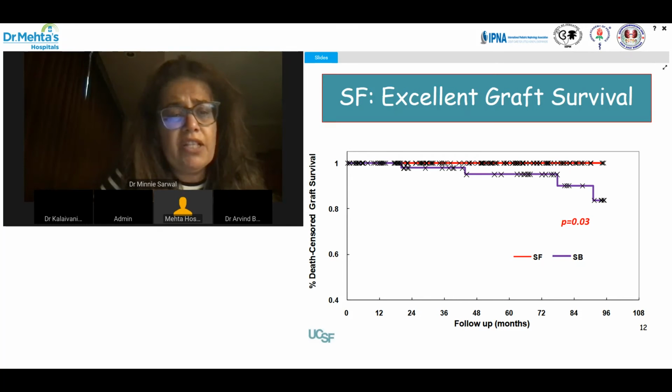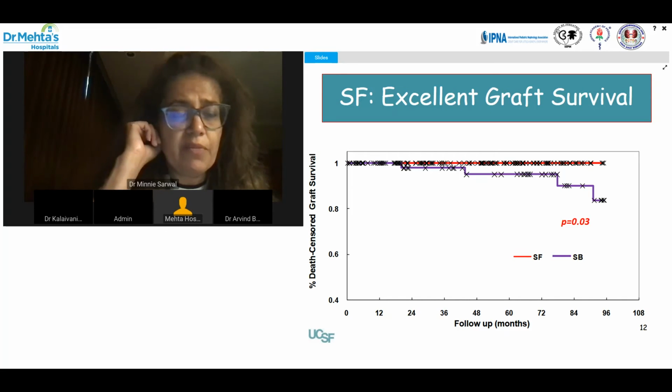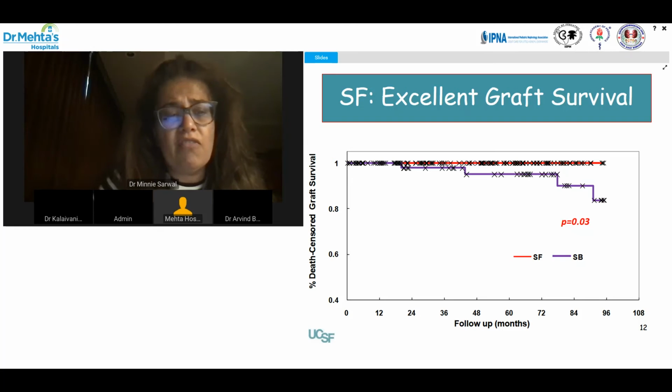If you look at this, complete steroid avoidance shows excellent graft survival. This is data from the randomized study, and you can see on the top is the steroid-free, below is the steroid-based. One of the concerns was, will going steroid-free increase the risk of fibrosis in the graft? The data from these studies also showed that when we did serial protocol biopsies, patients in the trial had engraftment biopsies at 6 months, 12 months, and 24 months, and then another one at 36 months.